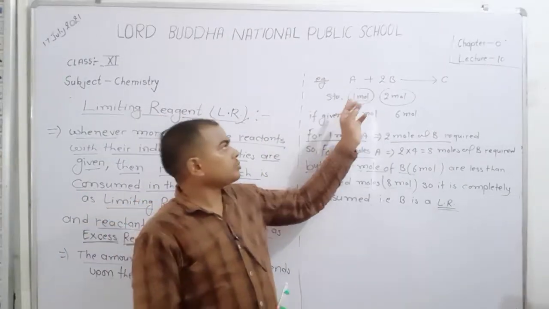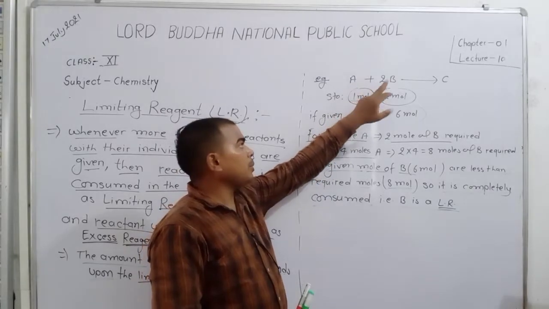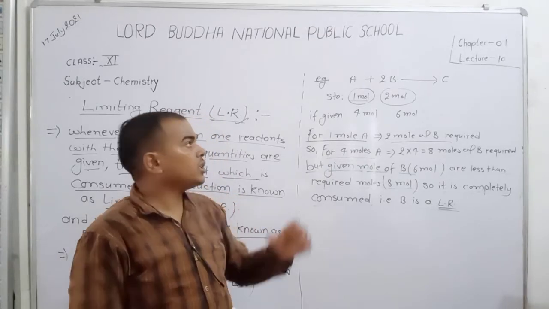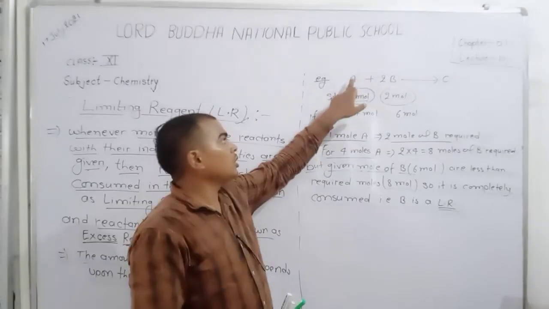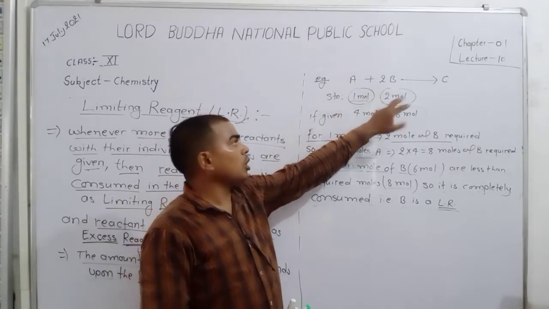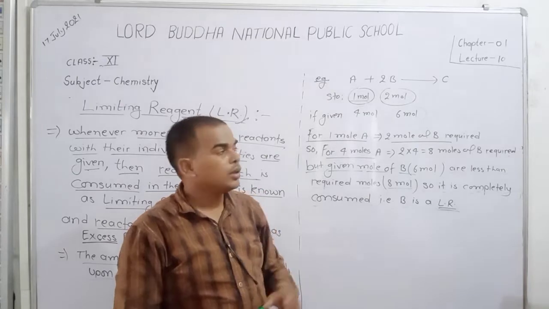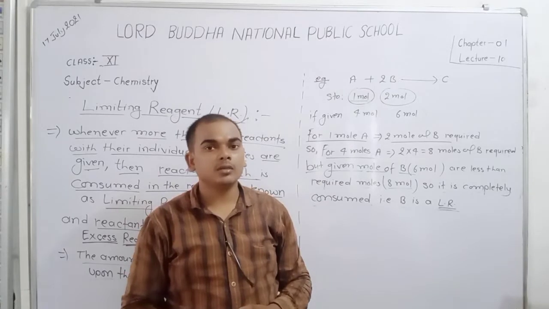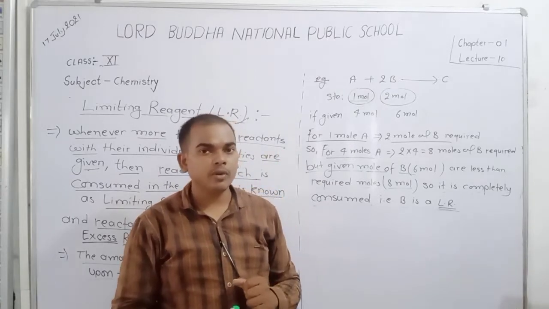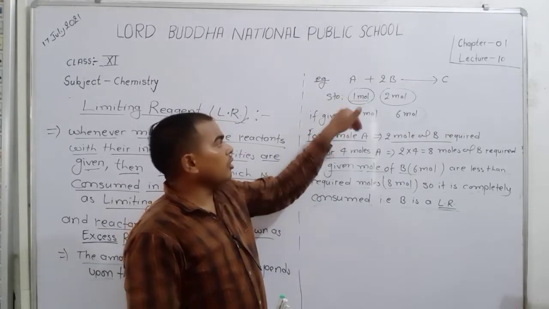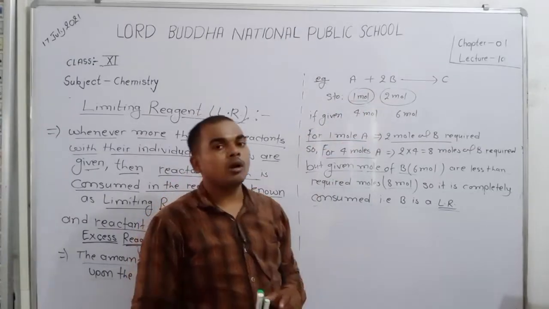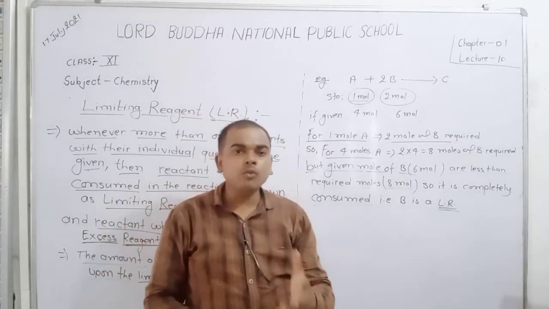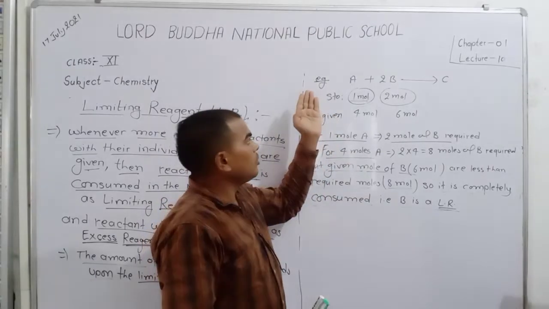In this example, a reaction is given: A plus 2B gives C. Suppose this equation is a balanced equation, so the stoichiometric coefficients of this reaction are 1 mole of A and 2 moles of B. That means in this reaction 1 mole of A reacts with 2 moles of B. But if the question gives 4 moles of A reacting with 6 moles of B, then first you find who is the limiting reagent from A and B.